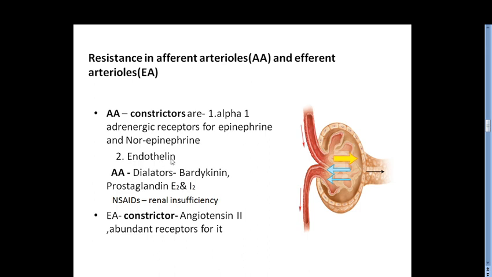And the second chemical is endothelin. It is also released within the vascular wall of these afferent arterioles in different conditions, and these two cause constriction of afferent arterioles. Similarly, there are certain substances which have a vasodilator effect: bradykinin, and prostaglandin E2 and I2.